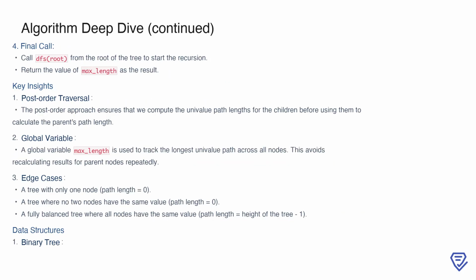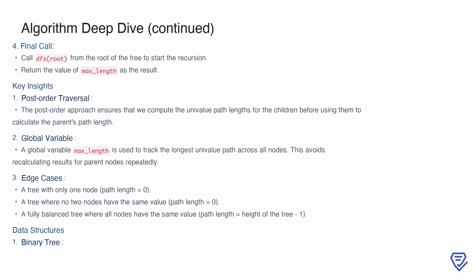Once the recursive function is implemented, we initiate the traversal by calling DFS(root) on the root of the tree. This starts the depth-first search and ensures that the entire tree is processed. The final result is stored in the global variable max_length, which is returned as the solution to the problem.